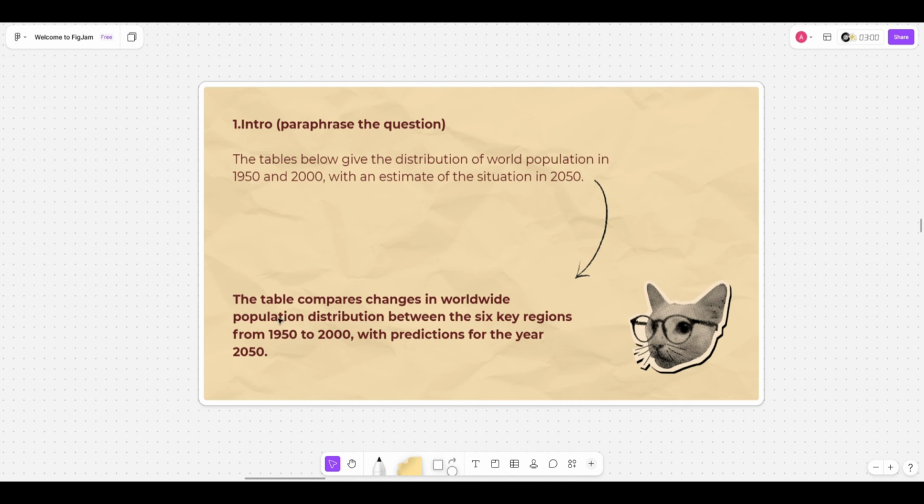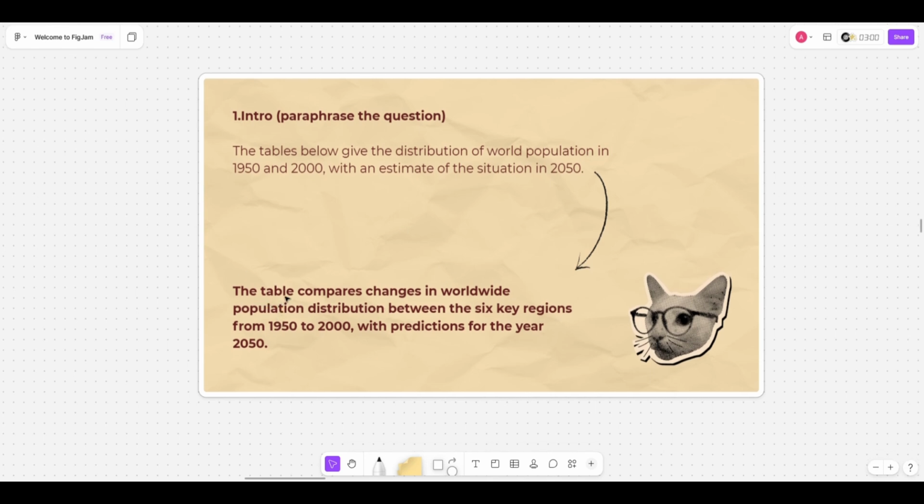And our paraphrased introduction is: the table compares changes in worldwide population distribution between the 6 key regions from 1950 to 2000 with predictions for the year 2050.